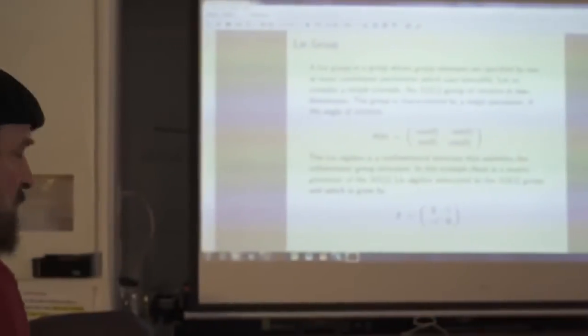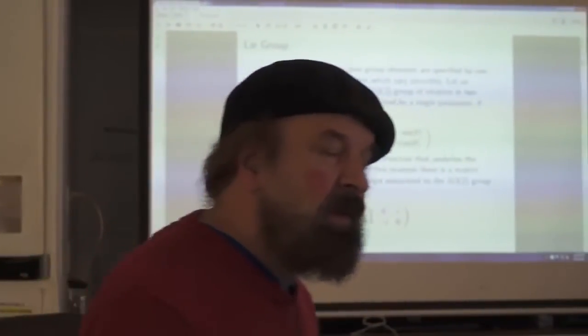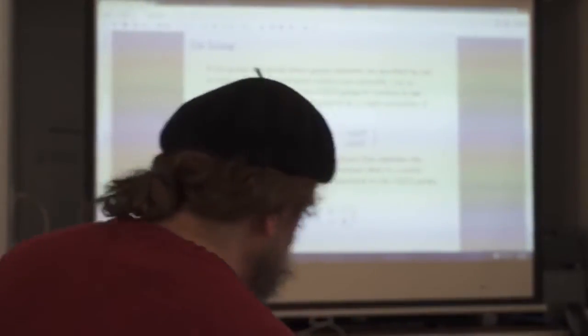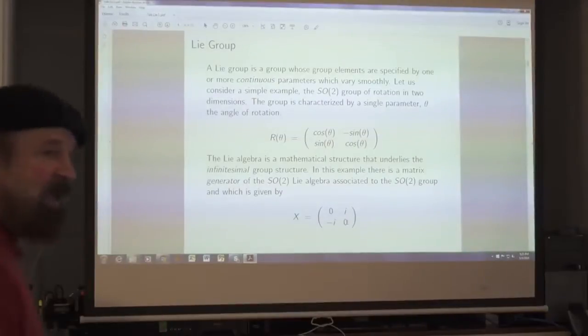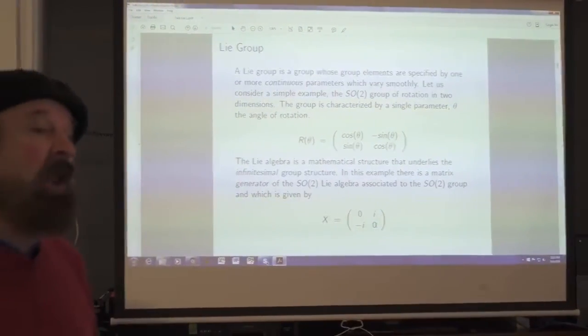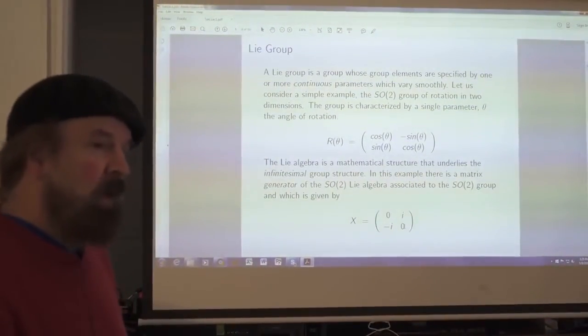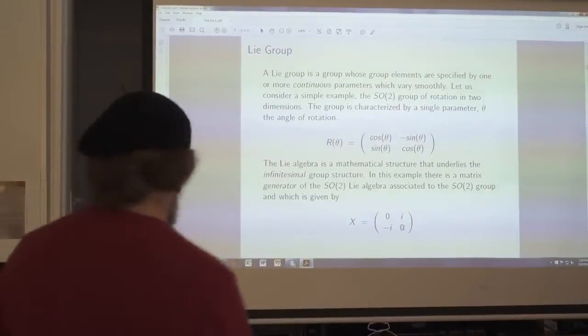My last question is, what is an example of this generator? Okay, this is the generator that generates infinitesimal translations along one axis. For example, here on the blackboard, imagine I have the z axis.